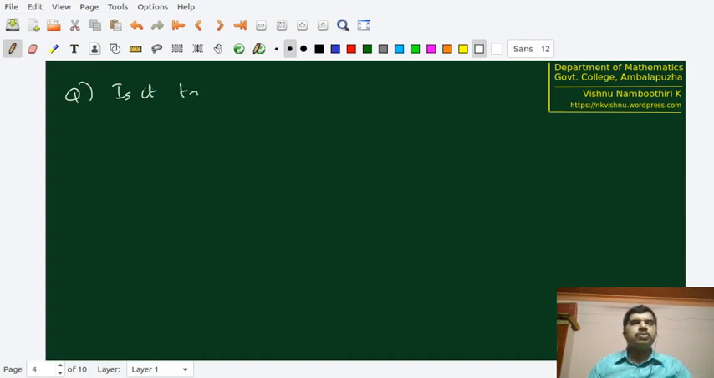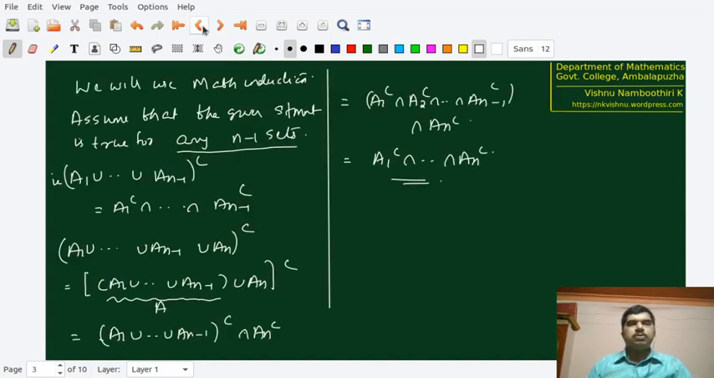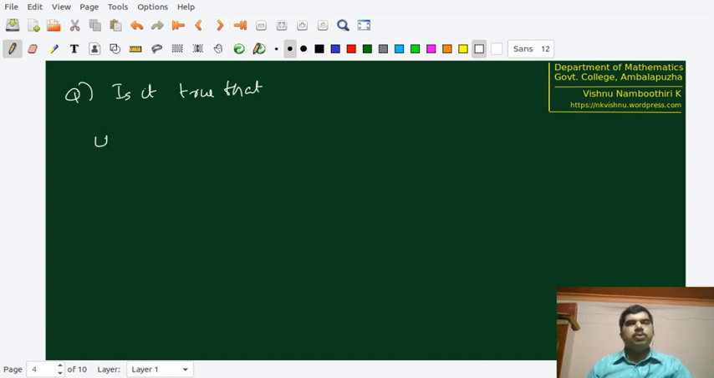Is it true that the complement of the union over n equal to 1 to infinity of An is equal to the intersection over n equal to 1 to infinity of An complement? Remember that in the previous case we had the union over i equal to 1 to n of Ai and its complement. Now in this case it's slightly different.